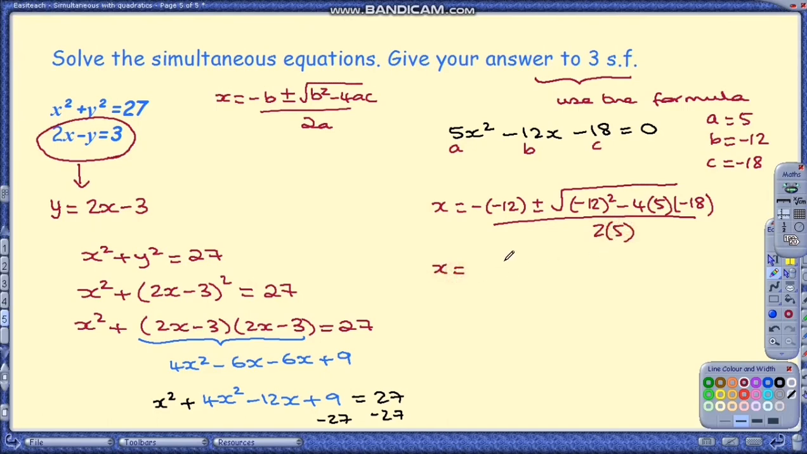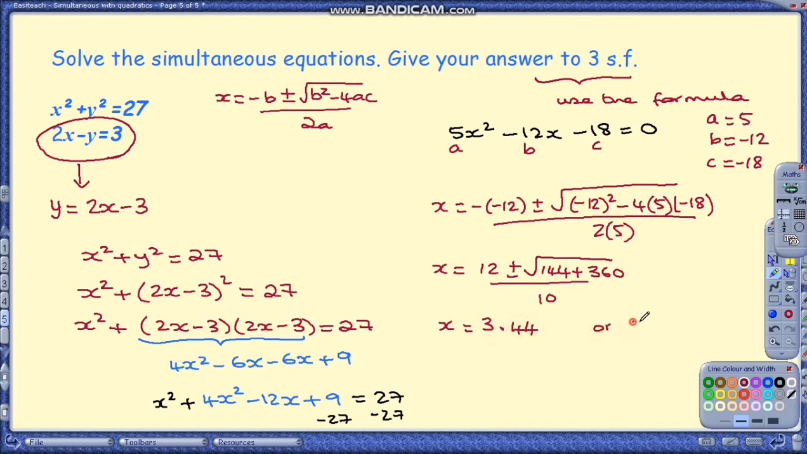So I'm just going to simplify this a bit. That's going to be positive 12. That's going to give you 144 plus 4 times 5 times 18, 360 all over 10. Put all of that into your calculator. So this time I'm going to do 12 plus the square root of 144 plus 360. And I'm going to divide that by 10. So my answer is to 3 significant figures, so 3.44.